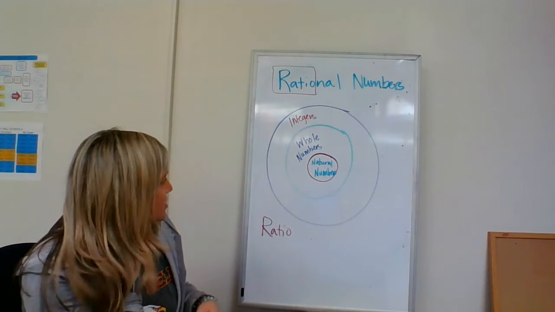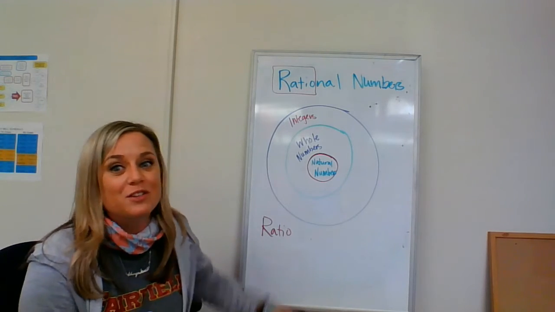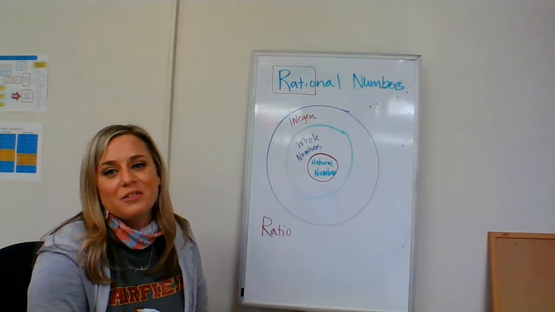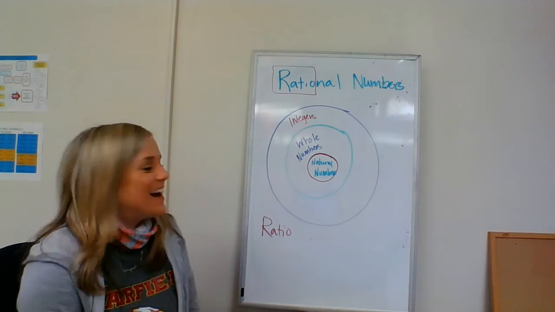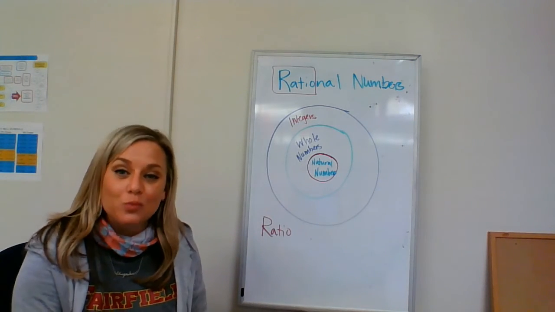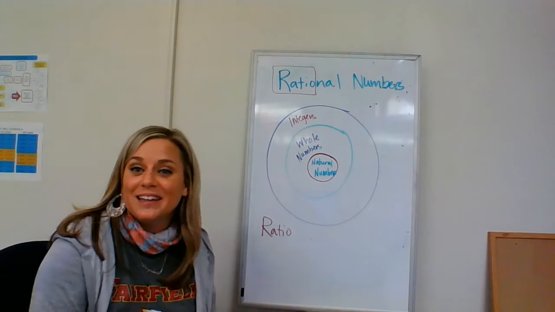And I guess you could understand that irrational numbers are numbers that don't fall in this category. They can't be written as a ratio. Okay, so guys, I hope that I explained this well enough for you. I really tried to. And if you have questions, raise your hand.